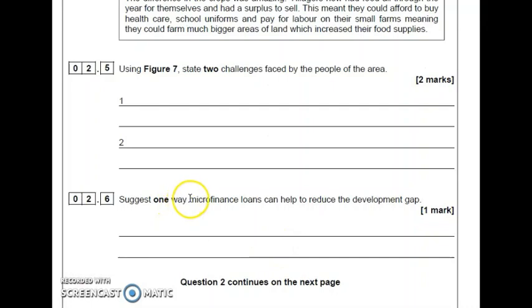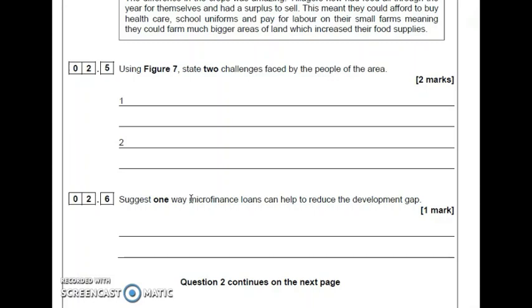2.6 suggests one way microfinance loans can help to reduce the development gap. So just to be clear, microfinance loans is a loan of a small amount of money. Now, you can say that's good because if you give someone too much money and they can't pay it back, that is where they get into things like debt. If they can't pay it back, they'll just have loads and loads of interest to pay, which would not be good. You could suggest that the fact it is not aid given to them, it's not basically a free handout, it is a loan. These farmers do get a sense of empowerment. Just looking at the mark scheme, that could be a potential answer.